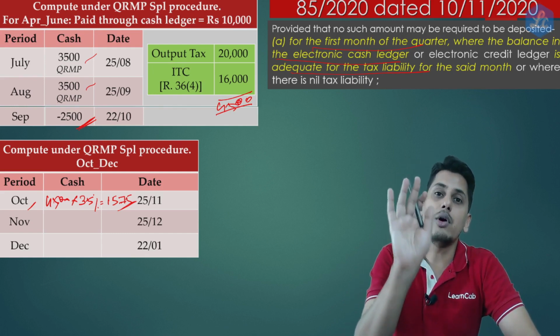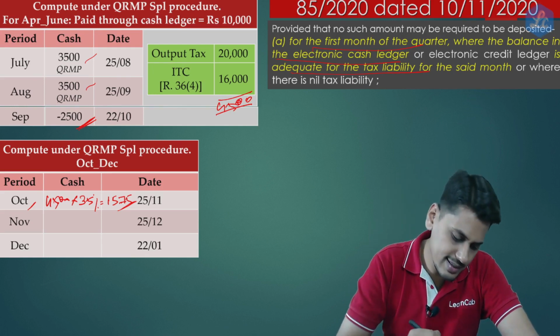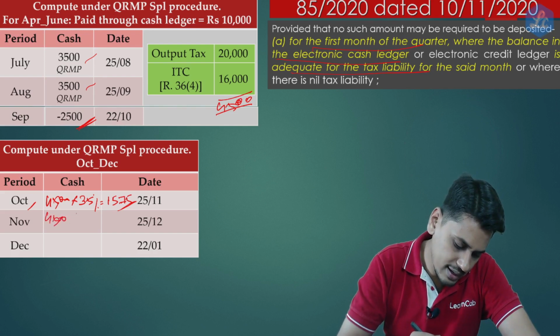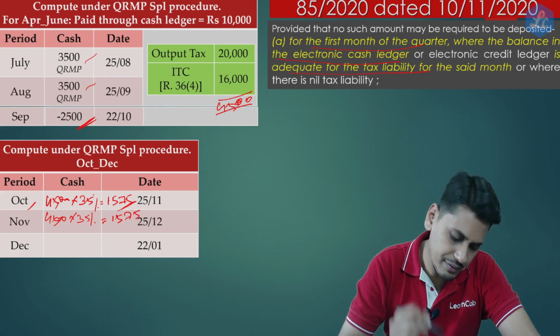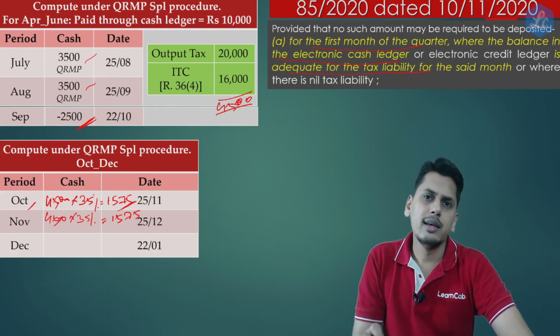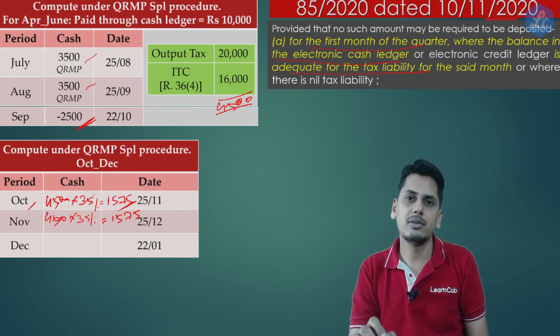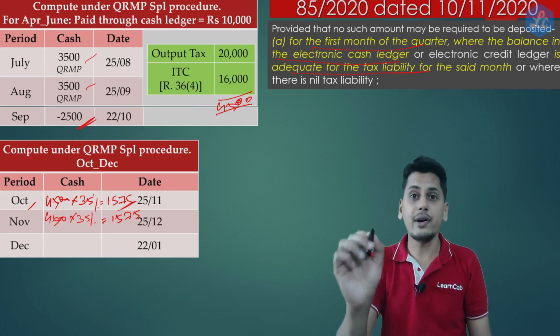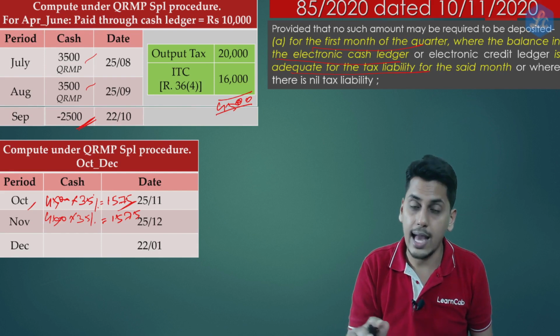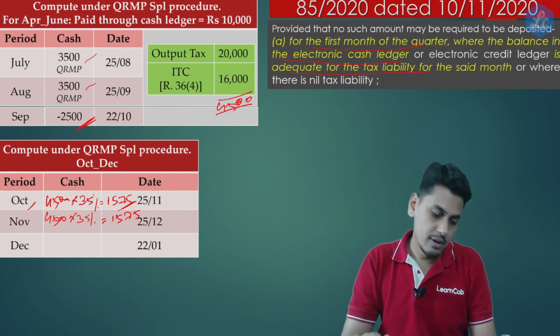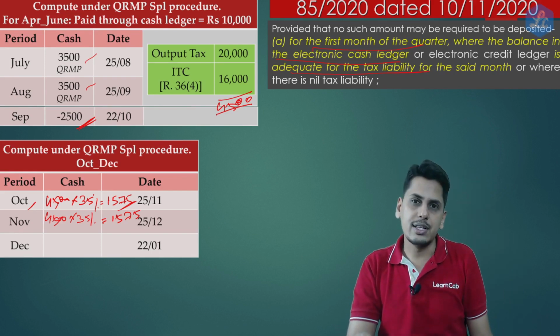Second month, what amount am I actually required to pay? It is again the same thing. 4,500 multiplied by 35% is equal to 1575. Now, is there any balance which is already lying in the cash ledger? Yes. How much is lying? 25. I have not yet applied for a refund. 25 is already lying in my cash ledger.